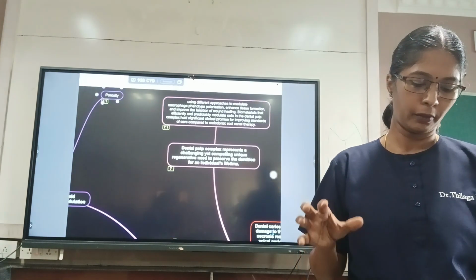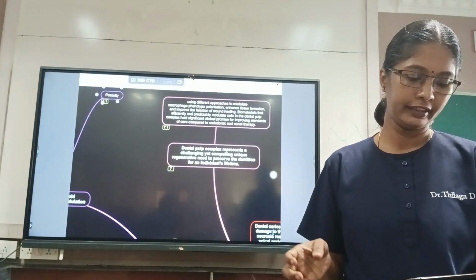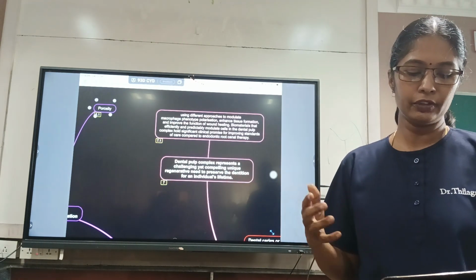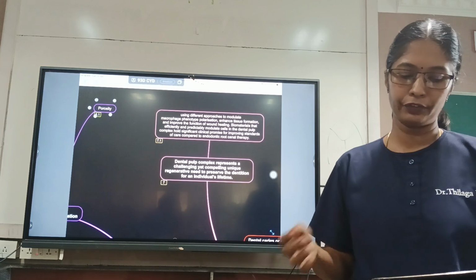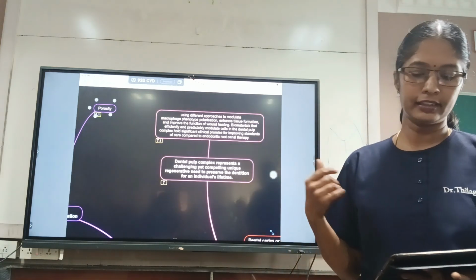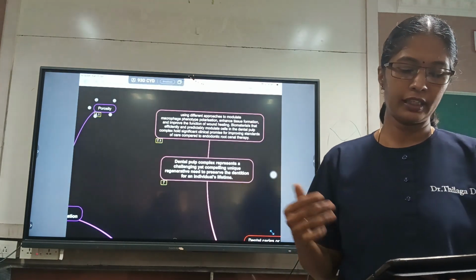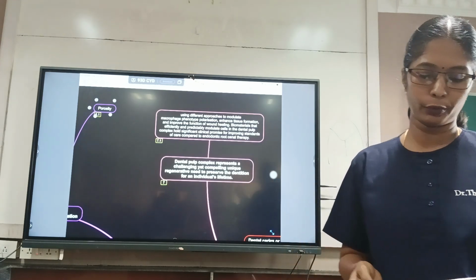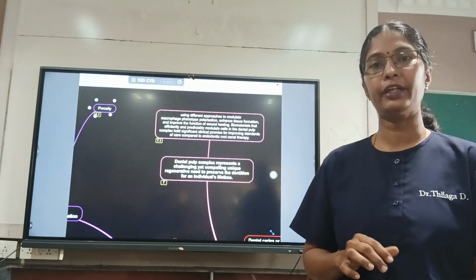So the dental pulp complex represents a challenging yet compelling unique regenerative need to preserve the dentition for an individual's lifetime, and using different approaches to modulate macrophage phenotype polarization, we can enhance the tissue formation and we can modulate the cells in the dental pulp complex, which is a significant clinical promise for improving standards of care in endodontic root canal therapy.